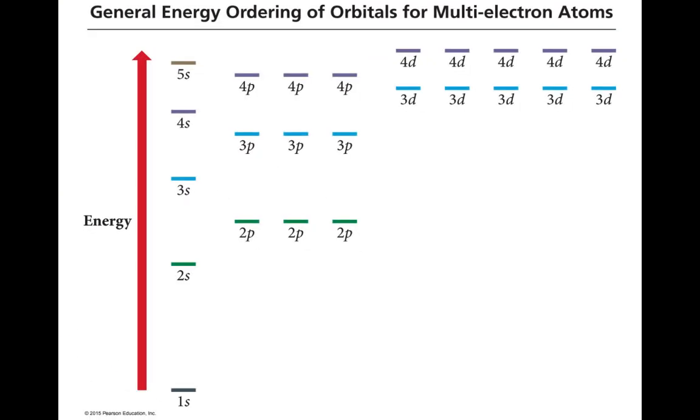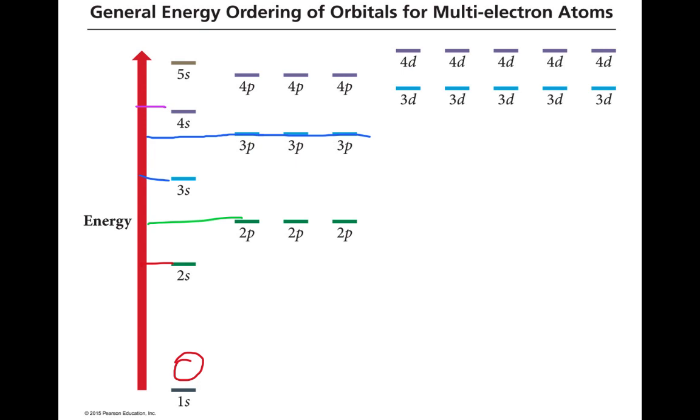Here we go. So our very bottom orbital here is our 1s, lowest in energy. And then we have our 2s, then our 2p's. And then we've got our 3s, so everything is going in order here. Our 3p's are the next lowest in energy. But then the next lowest energy here is the 4s. We see that the 4s is lower than the 4p's and the 4d's.